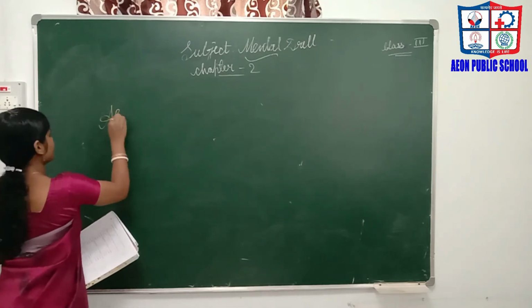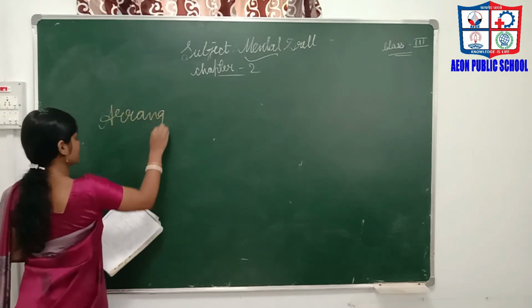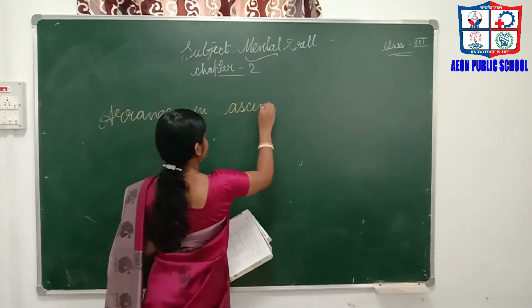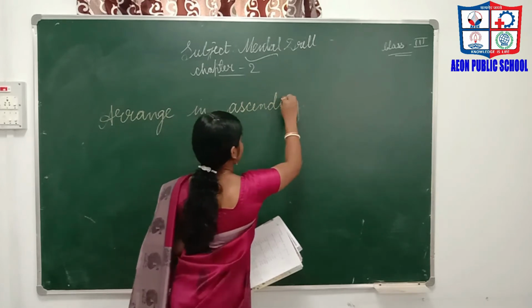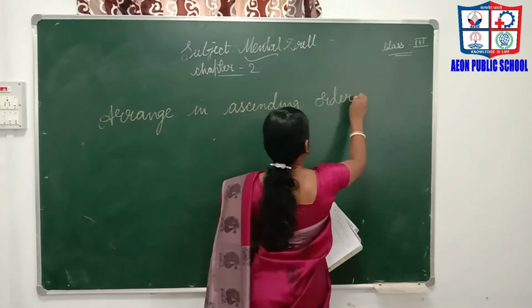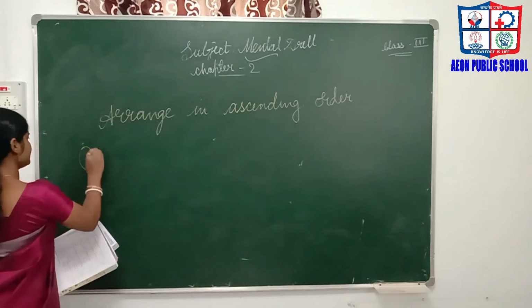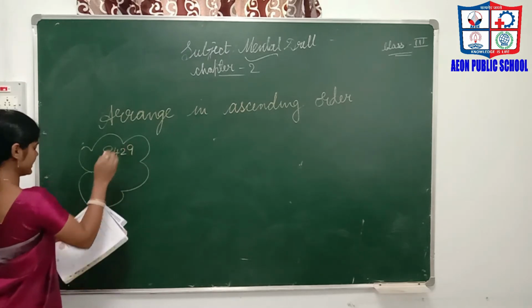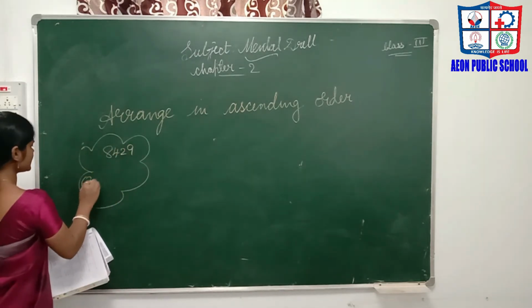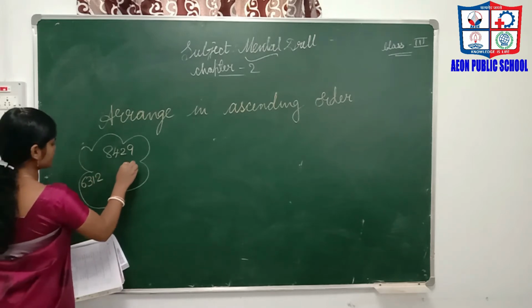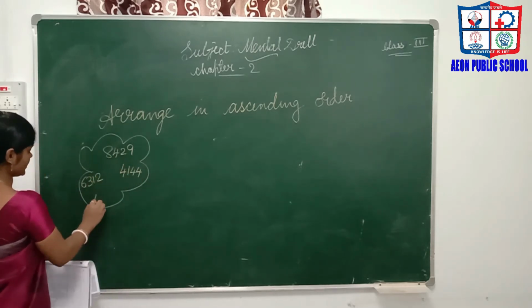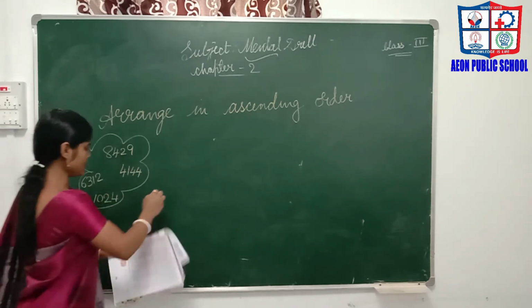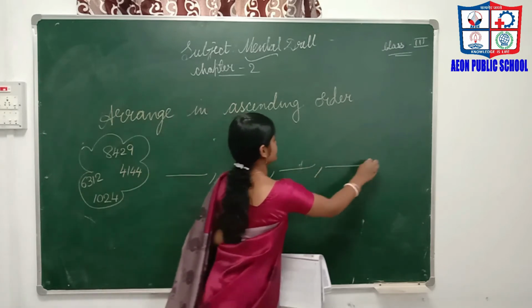And the next one is: arrange the numbers in ascending order. What is ascending order? Ascending order means small to big. So first we have to compare the numbers from small to big. One I will explain here, the remaining you have to do as homework. Here 8429, 6312, 4144 and 1024. You have to place these in ascending order.